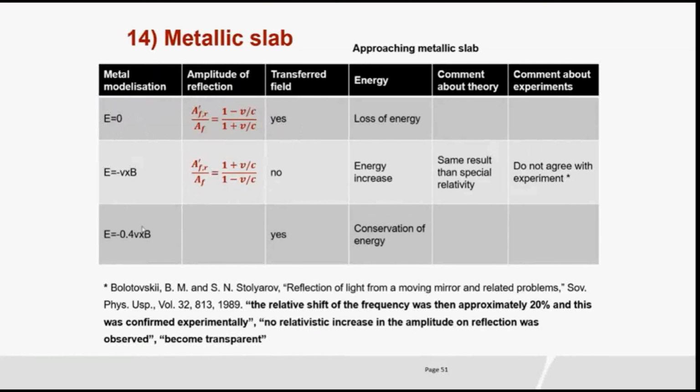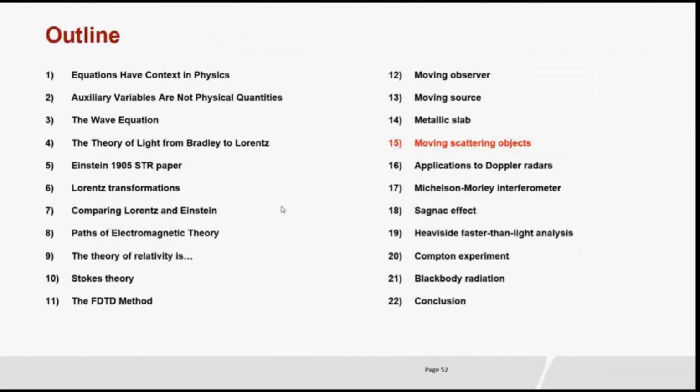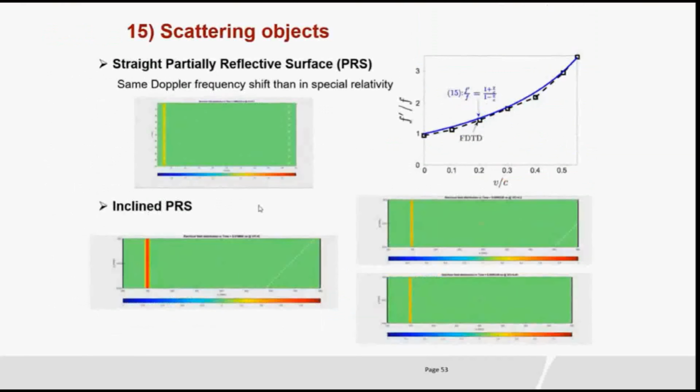But maybe it could be different. If we test, for example, E equal minus 0.4 V cross B, we can have a conservation of energy. I think this has to be investigated more. Then we have moving scattering objects. If you have a moving reflector, as you see here, the Doppler effect will be F prime over F equal 1 plus V over C over 1 minus V over C. This is when the reflector moves in this direction. In the other direction, of course, there will be minus and plus here.